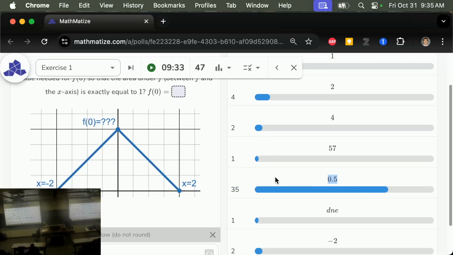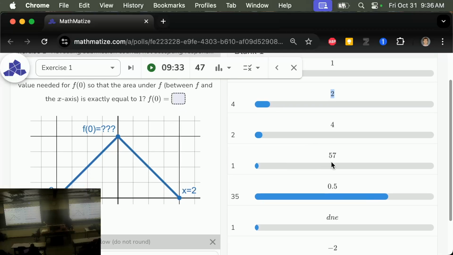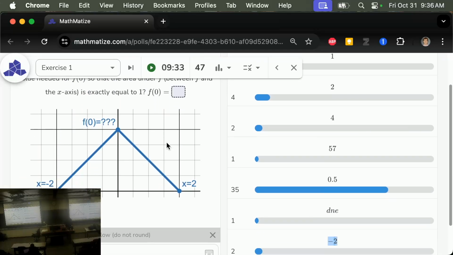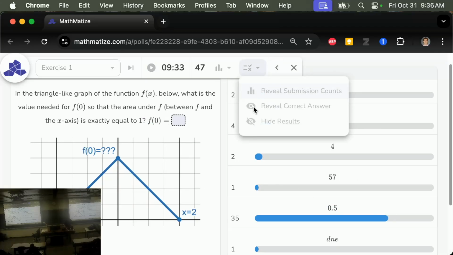Very good. So almost everybody, 47 people answered, 37 people got 0.5. If you got 2, you probably made a one-over error, a little algebra error. If you got -2, this is an important thing: all of our functions are always going to be above the x-axis. And we'll see why that has to be in a second. So we're dealing with functions that are always above, and we're always dealing with positive areas. The height, f of 0, has to be positive 0.5. That is the correct answer.